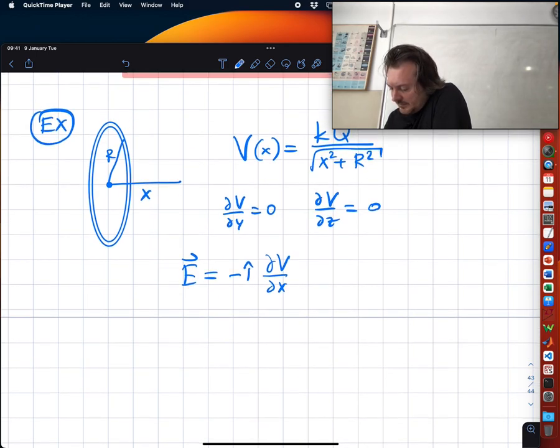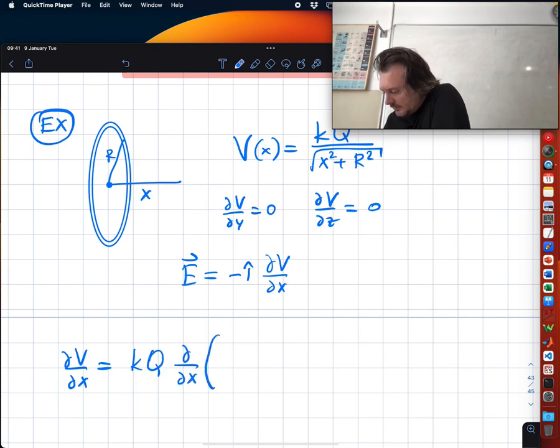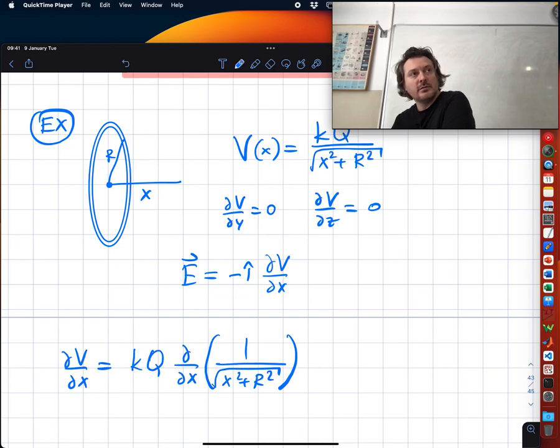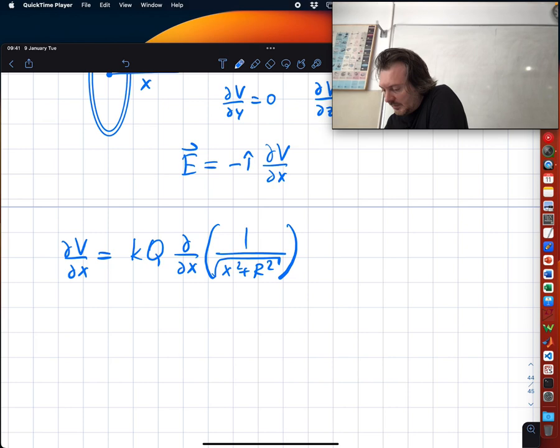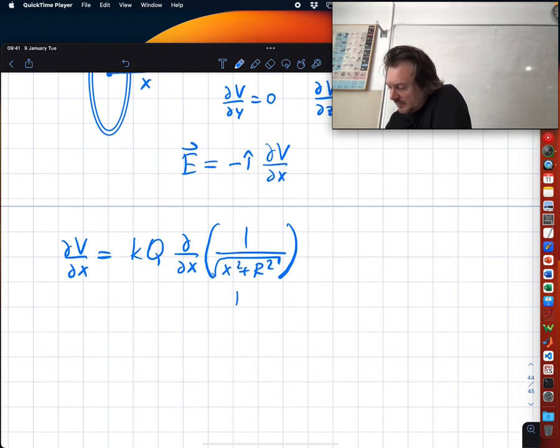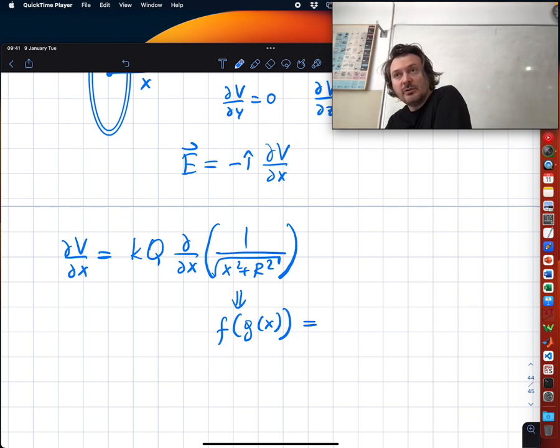What is del V over del x? It's kQ del over del x of 1 over the square root of x squared plus R squared. Do you remember how to take the derivative? You get the power to the front of the function, then you get it back, and we also need to take the derivative of the inside. Exactly, chain rule. So this is like f of g of x, right? When we take the derivative of this one, we are going to use the chain rule. You are all familiar with the chain rule? Yes? So what we are going to have is, let me just go one more step here.